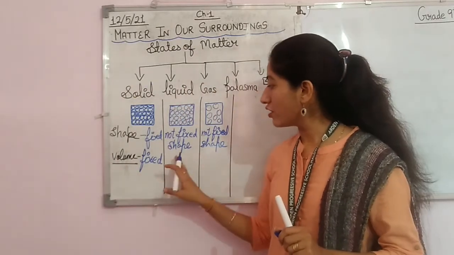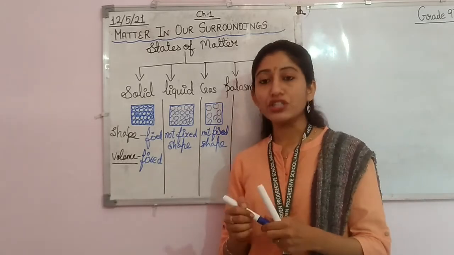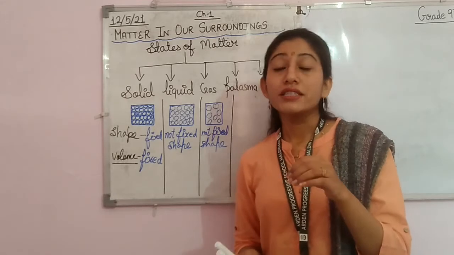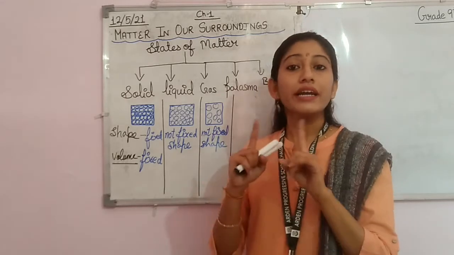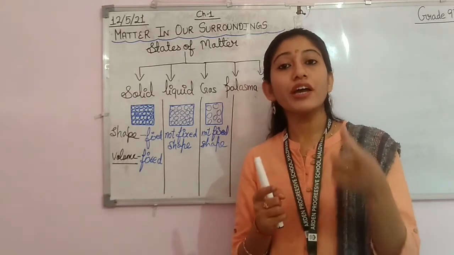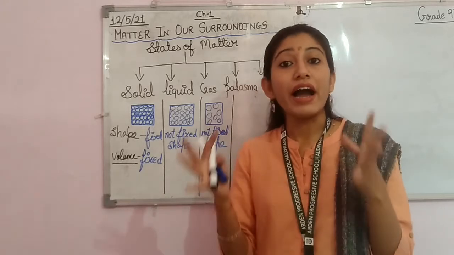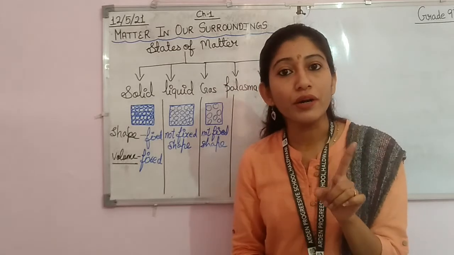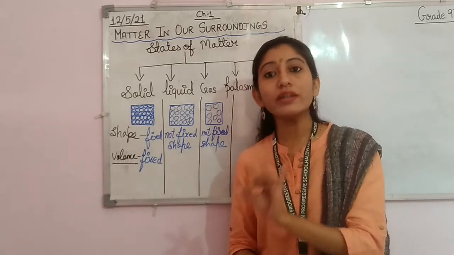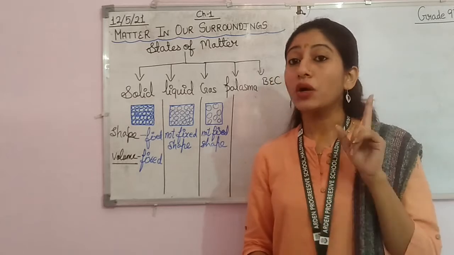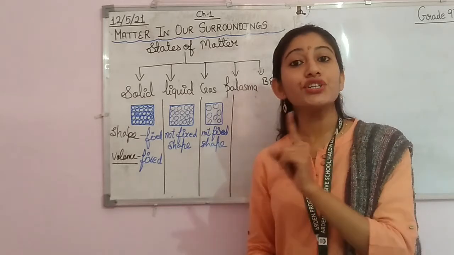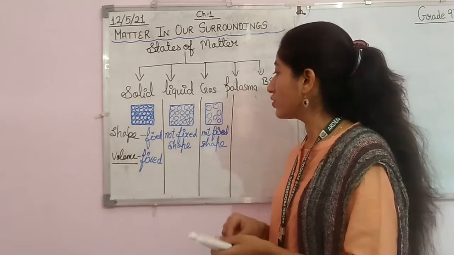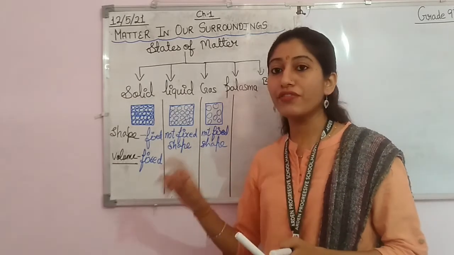When we talk about the volume of a liquid, I explained earlier that suppose we have taken 1 liter of milk. It doesn't mean that if we pour that 1 liter of milk into a 5 liter container, the milk will also become 5 liters. No, it is not possible. The volume of the liquid will remain as it is. The quantity never increases according to the container. So what we can say is that in a liquid, volume is fixed.